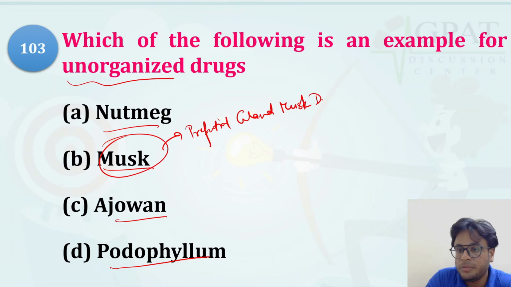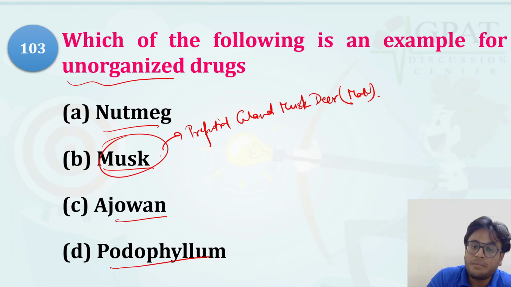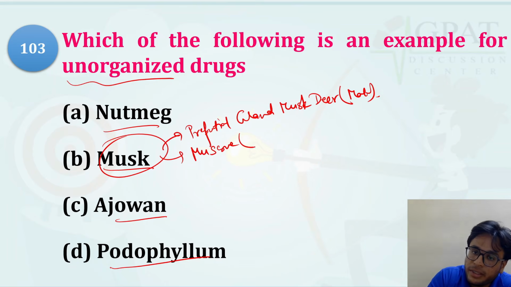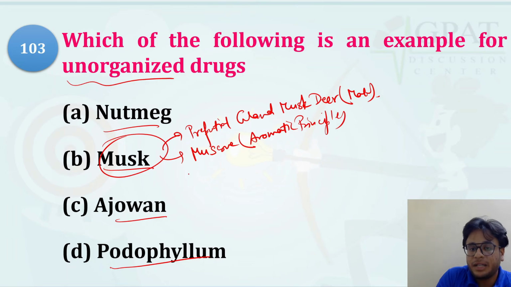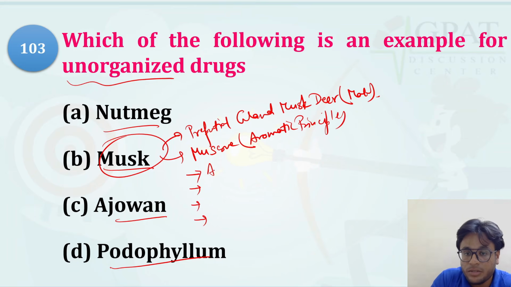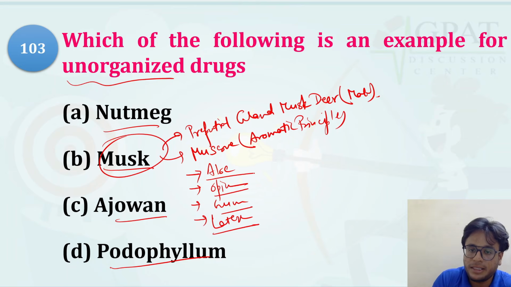And this musk deer should be male. Okay, and the component that is responsible for its aromatic odor is mainly the muscone, isolated from it, responsible for the aromatic principle. The other example of the unorganized drug are going to be the aloe vera juice, the opium, the gums, that can be the gum acacia, and the latex from that of the plant are going to be the example of some other unorganized drug. So B is going to be the correct option.